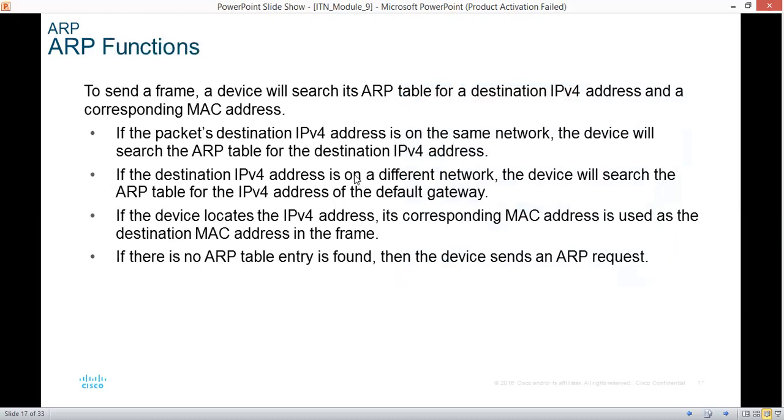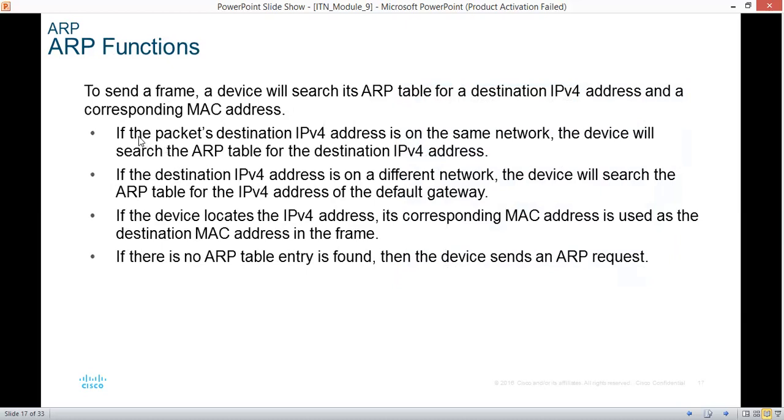On your system, you can check and see the MAC addresses, because your laptop itself keeps the IP address mappings. That's an ARP table, which is more or less like a memory, like a cache, that keeps all those addresses. So ARP functions to send a frame. A device will search its ARP table for the destination IP address and its corresponding MAC address.